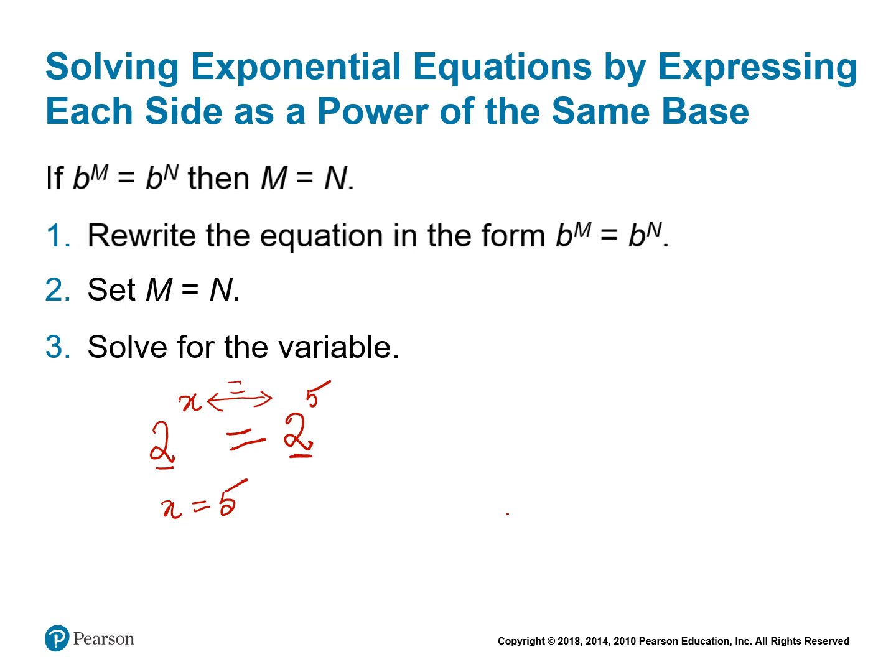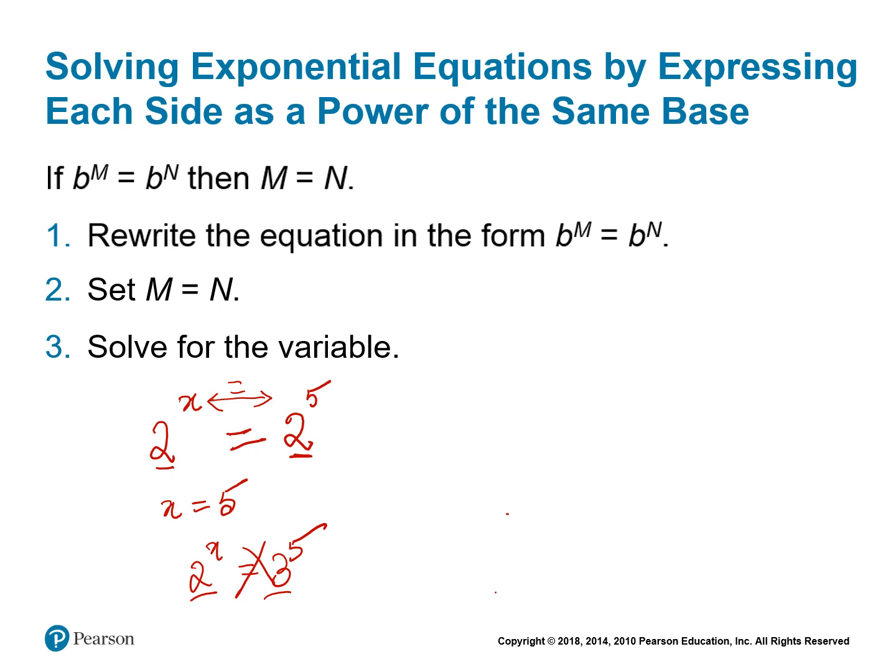We cannot do this if we have 2 to the power x equals 3 to the power 5. This rule will not apply because the bases are different. However, if the bases are the same, then the exponents can be made equal to each other. Now, sometimes even if the base is apparently not equal, we may be able to change it to give it the same base.